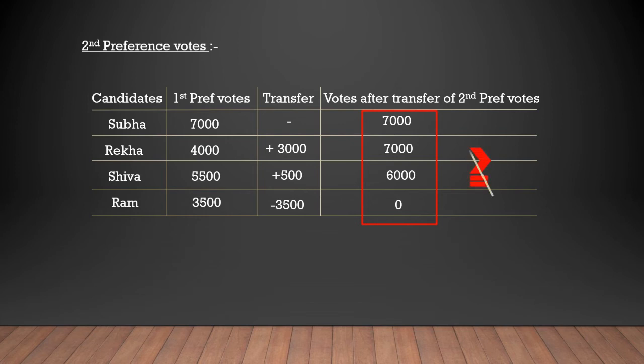Even now, nobody has reached the quota. 10,001 votes are not reached by anybody. So even now, nobody can be elected as the president. So let's move on to the third preference.